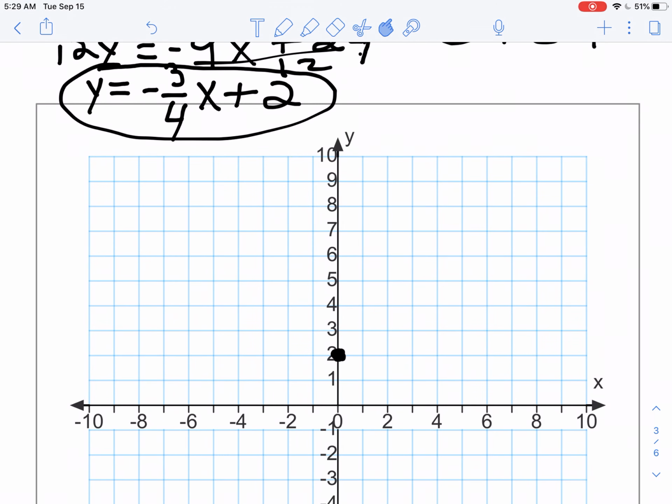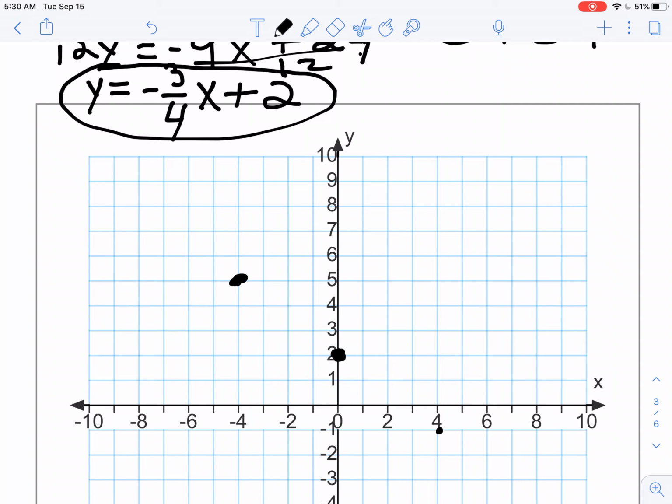Another way of saying slope is rise over run. We know that we're rising 3 and our run is 4, but it's negative. So that actually tells us that instead of going up 3, we're going to go down 3. So we're going to go down 1, 2, 3, and over 1, 2, 3, 4. We could do the same thing in the other direction: go up 3, 1, 2, 3, but then over to the left 4, 1, 2, 3, 4, to show that our line is negative.